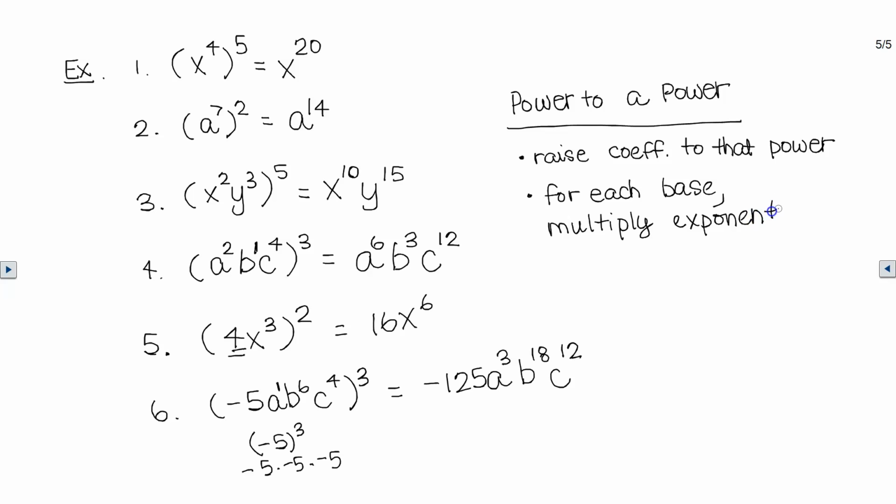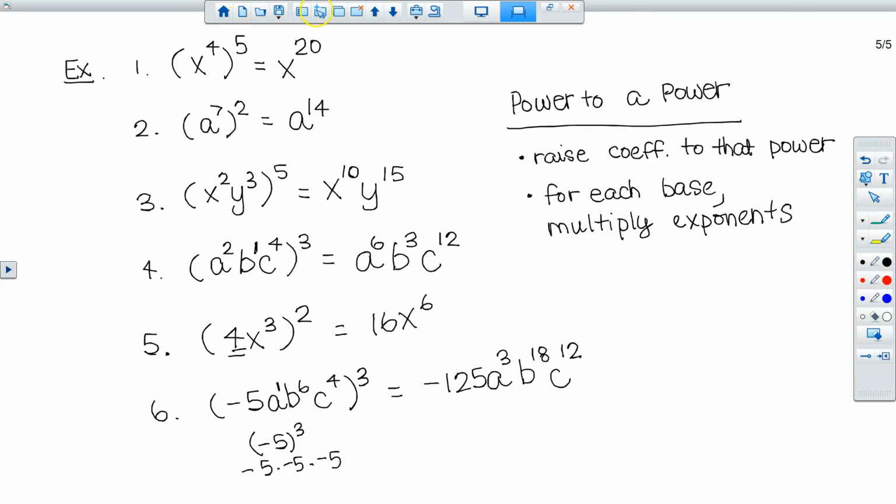And just so I'm sure that you understand what that means, notice I didn't multiply 1 times 6 times 4. I didn't multiply these exponents together. I multiplied the exponent that was on each of my bases by this outside exponent. So you're multiplying the exponent that is on each base by that outside exponent.